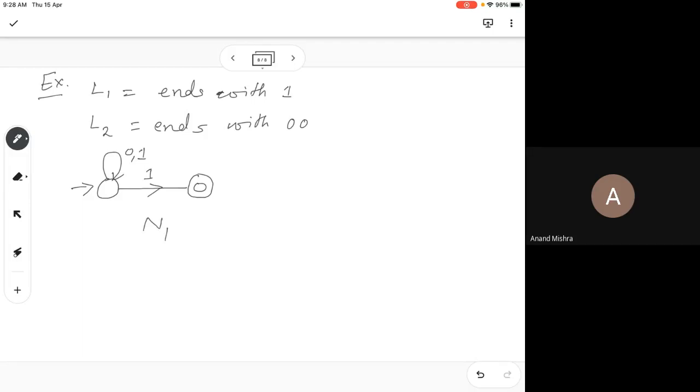So this NFA recognizes all strings which end with 1. Everyone with me? This is a perfectly fine NFA. What about N2? N2 will be the one which ends with 0, 0. N2 ends with 0, 0.